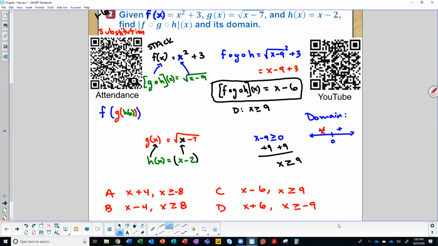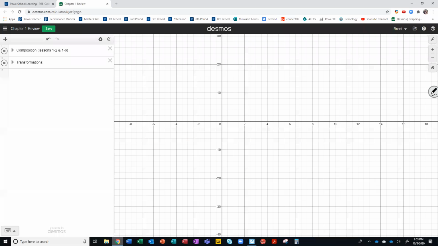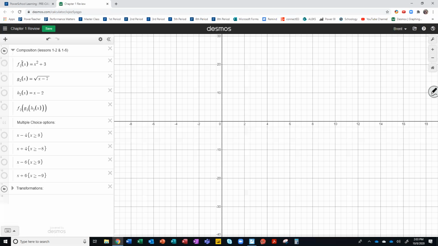Now, obviously, we've already solved the answer. Which one's the correct answer here? We know the answer is C. But how you can do this graphically is like this. We could go over to Desmos. This is if you were taking a multiple choice test. And what you would do first is type in your equations.